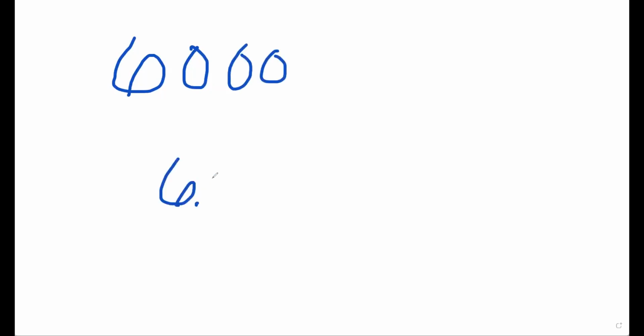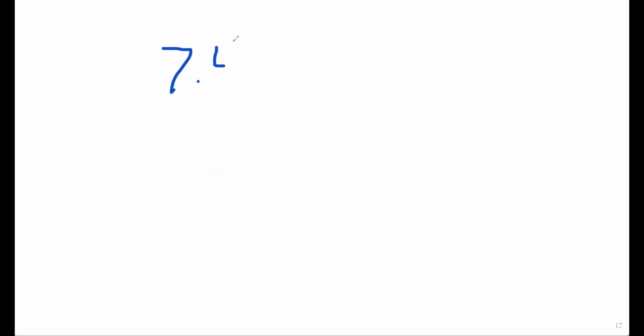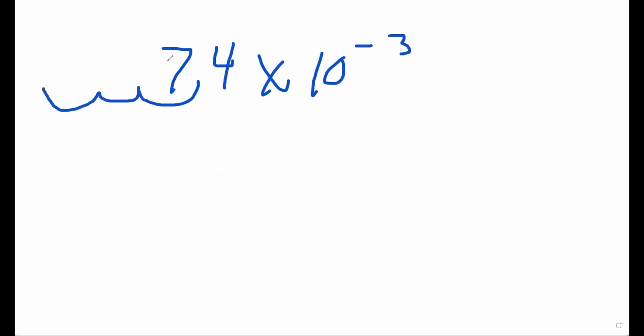So once again, let's say I have 6,000. They told me to put this in scientific notation. You would do 6.0, which is just 6 times 10 to the 3rd. Let's say I was given 7.4 times 10 to the negative third. You would go backwards 1, 2, 3 spots, and this would get you 0.0074.